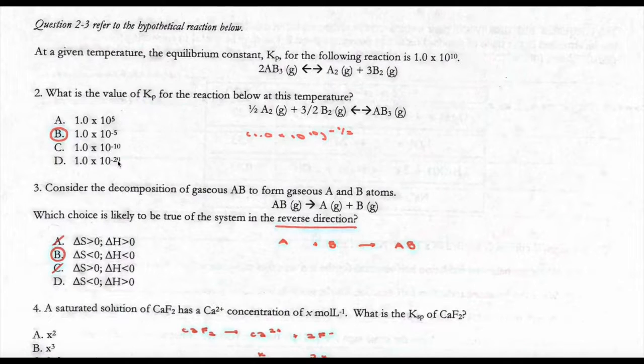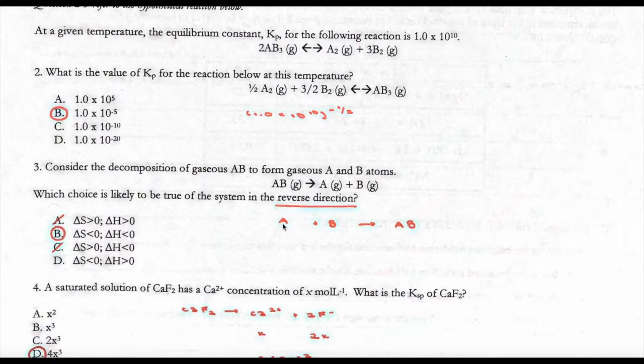In 3, it tells you, consider the decomposition of gaseous AB. Which choice is likely to be true of the system in the reverse direction, meaning A plus B produces AB. Okay? Well, the first thing I notice, since I am decreasing the disorder in this reaction by combining 2 reactants together, I know my delta S will be less than 0 because I'm decreasing disorder. So I can get rid of A and C.